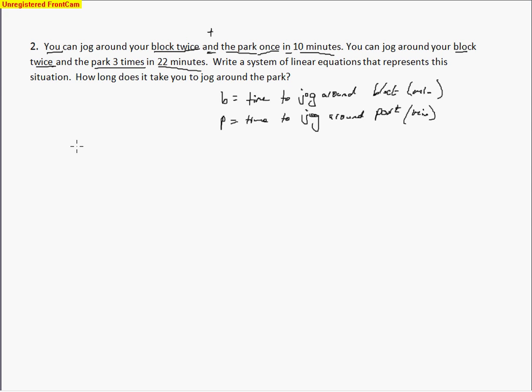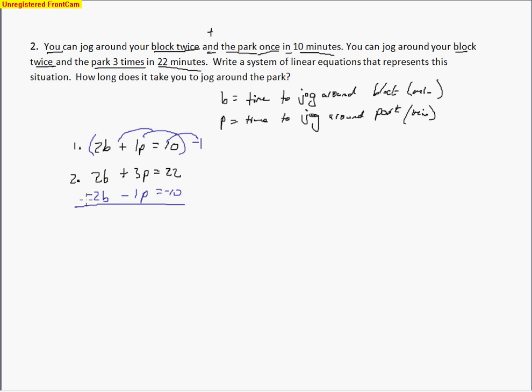So let's go ahead and do the first scenario. Equation number 1: you go around the block twice, so 2b, and the park 1 time, 1p, and that equaled 10 minutes. The second equation said block twice again, so 2b, park 3 times, so 3p, equaled 22 minutes. So now we have the two equations. Let's go ahead and solve. We do that by eliminating the block. I'm going to multiply every number in the first equation by -1, and that becomes -2b minus 1p equals -10.